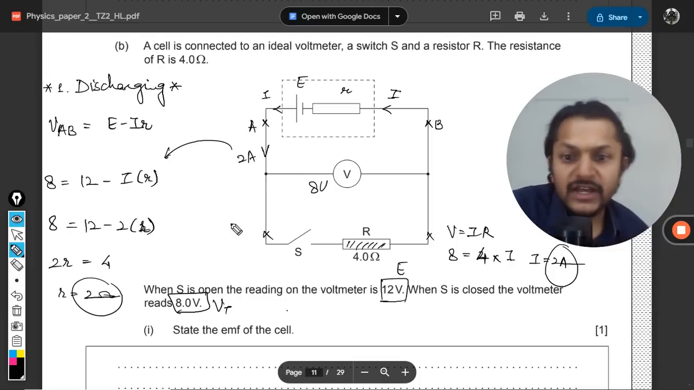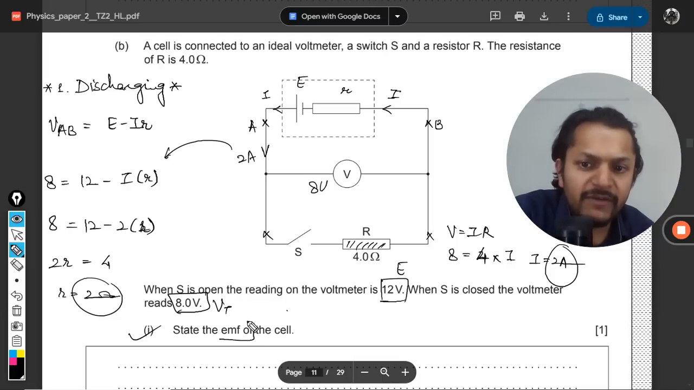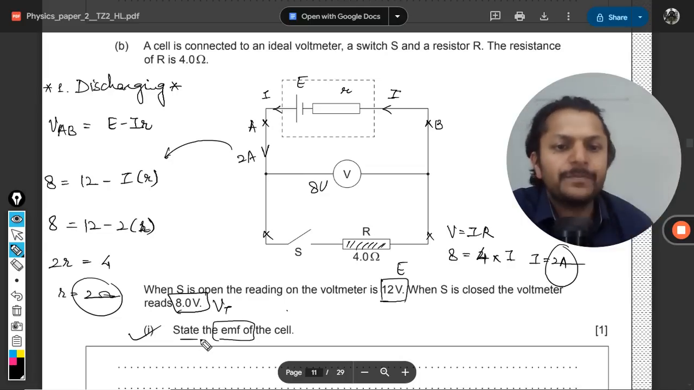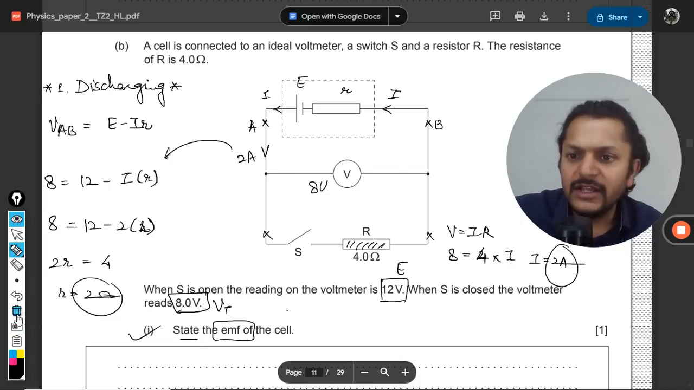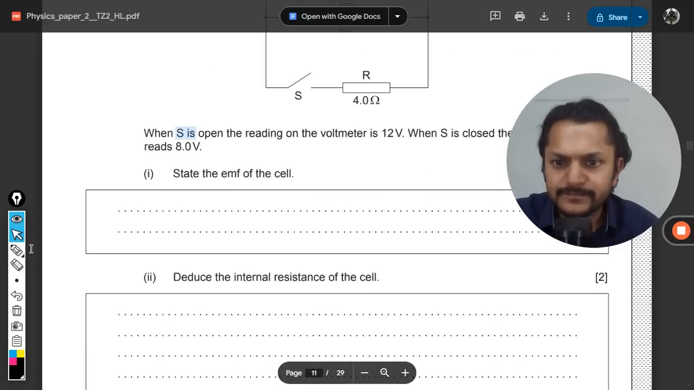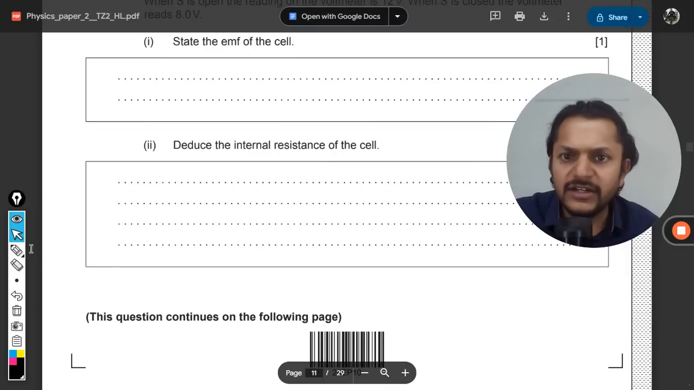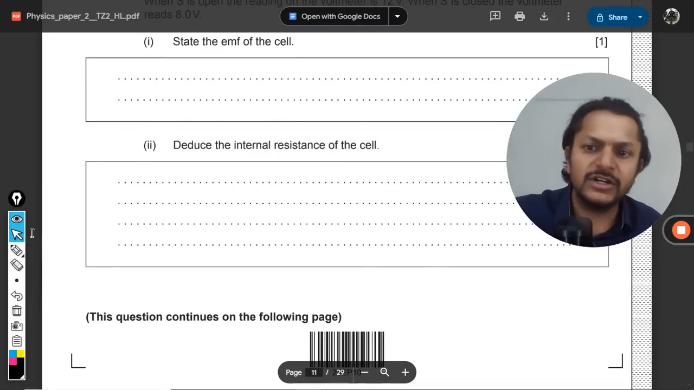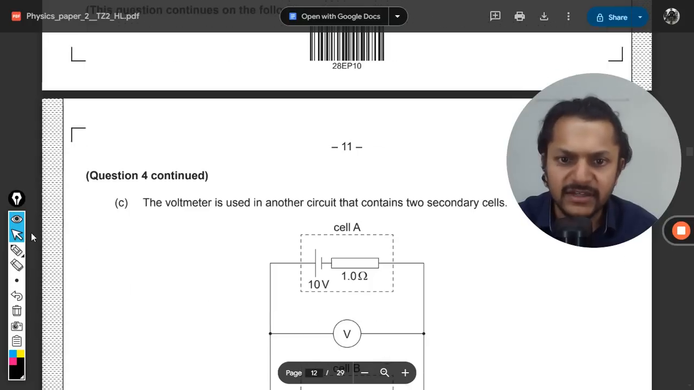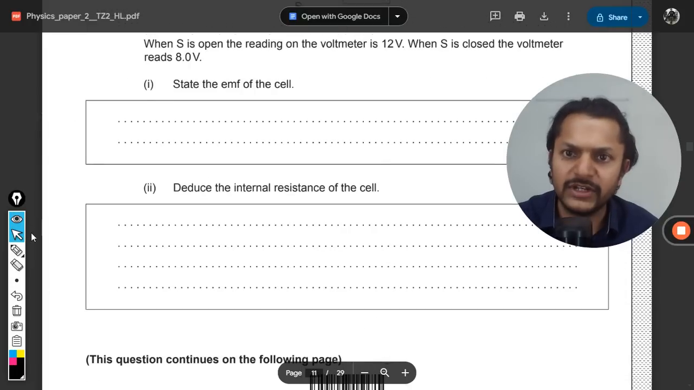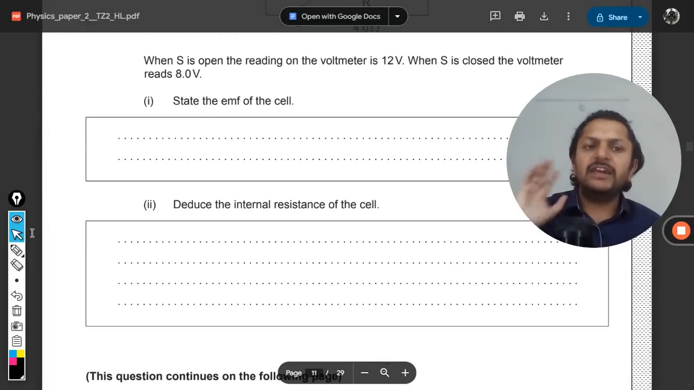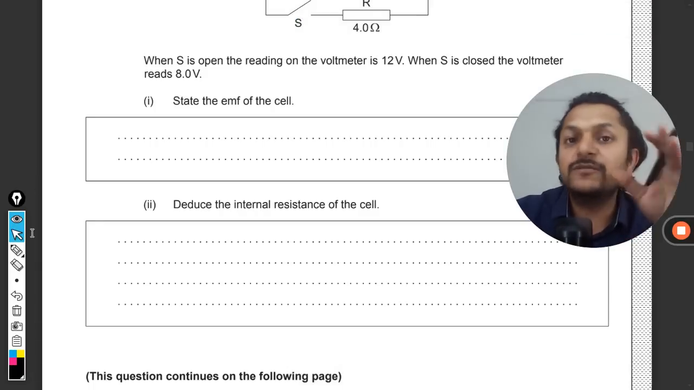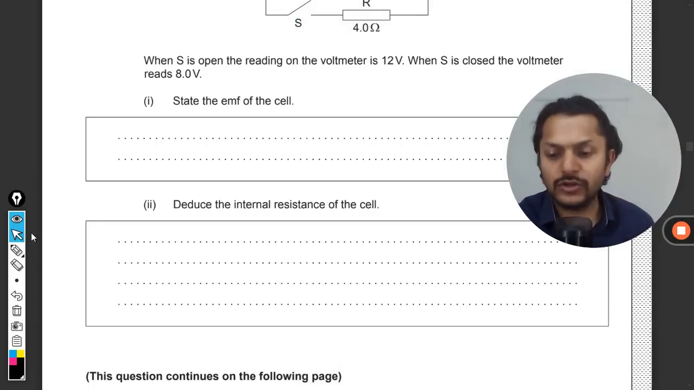Let us now see what they are asking. The first question is: state the EMF. State means you need to give the definition. So I've given you that definition. Deduce the internal resistance. We have done it: 2 ohm. I would be coming back to the first question later. See, the voltmeter is used. Yeah, we will do that question later. Now, state the EMF of the cell. I have already given the statement for that, but there is one more thing that you need to note. Let us go to the mark scheme, I show you.